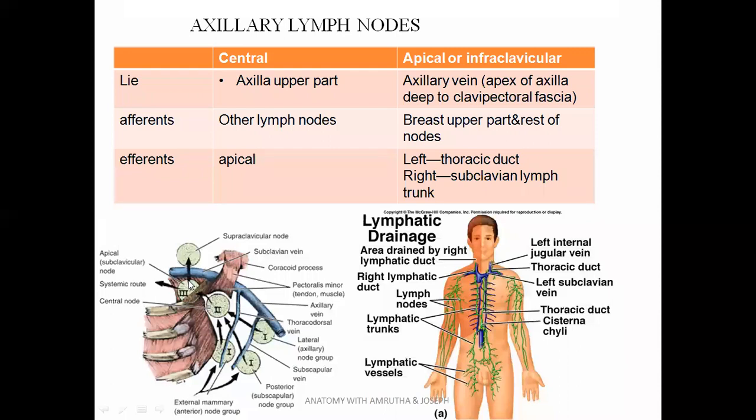And the efferents of it drain into the thoracic duct on the left side. On the right side, it drains to the right subclavian lymphatic trunk. So these are the axillary group of lymph nodes, the different groups of it, and how they are seen. What are the afferents and efferents?